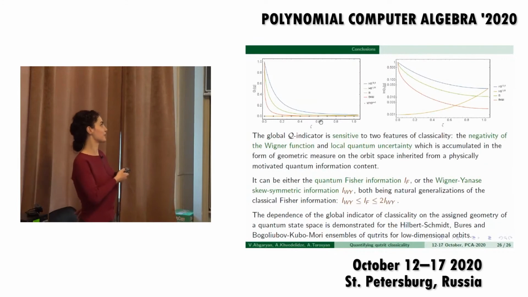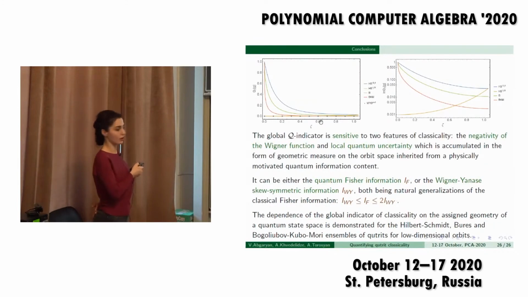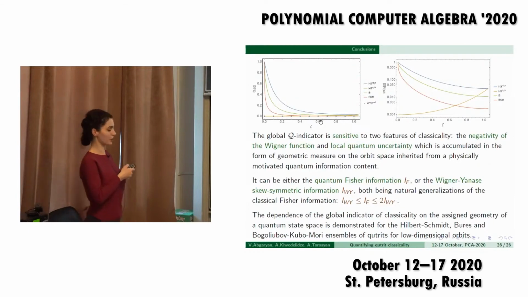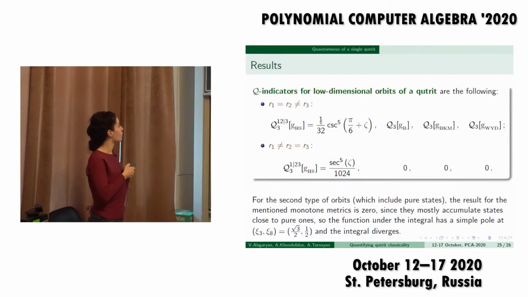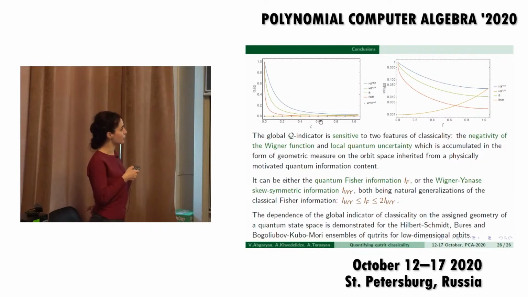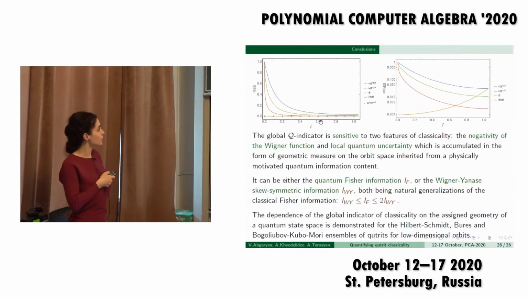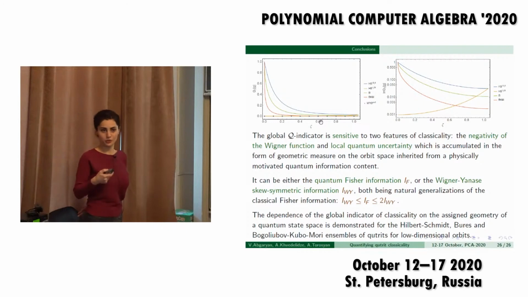And again, it's just simpler to plot it. This is the plot of these functions, but it's always more convenient to use the logarithmic one. So it's just the same plots. The blue one, I'm sorry, it's too small, is for the Hilbert-Schmidt measure 1, let's say. The second one, the orange one, is for the Hilbert-Schmidt measure for the second type. And these are for the Bures and Bogolyubov-Kubo-Mori metrics, respectively. So you see that indeed there is a dependence on the geometry, but the behavior is very much alike. So it's just a matter of numbers.